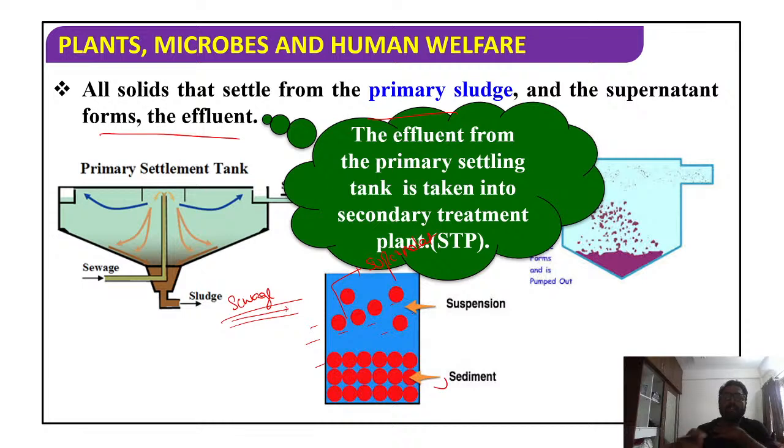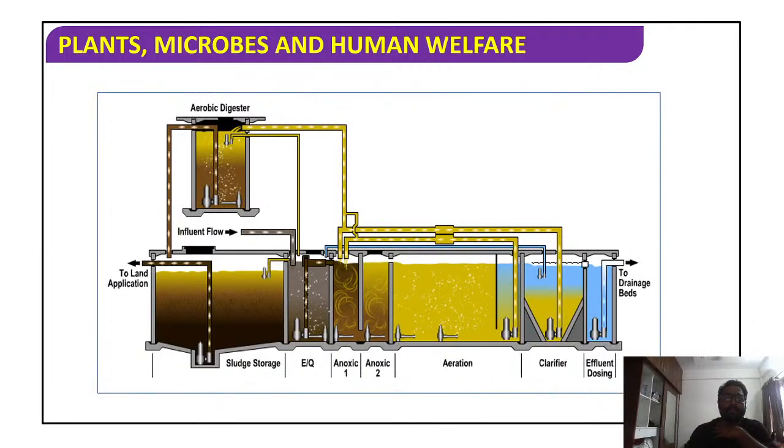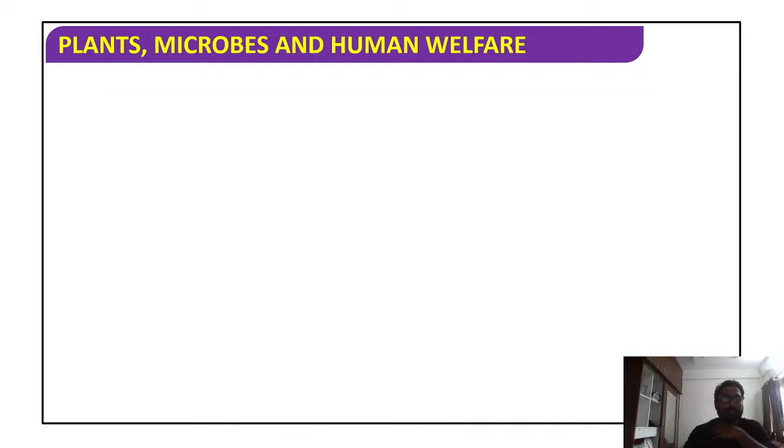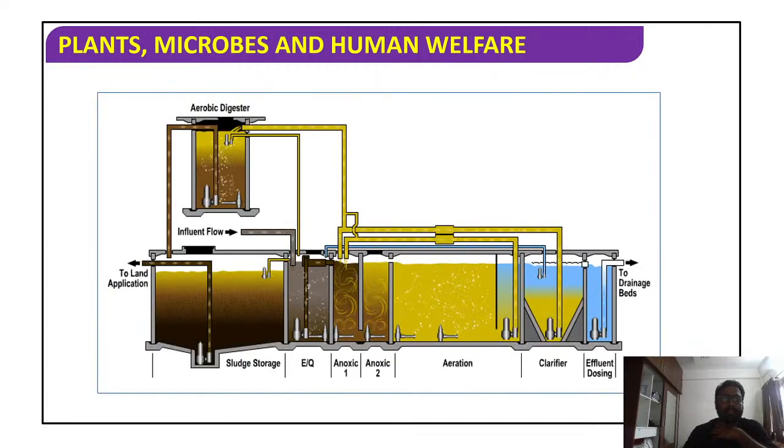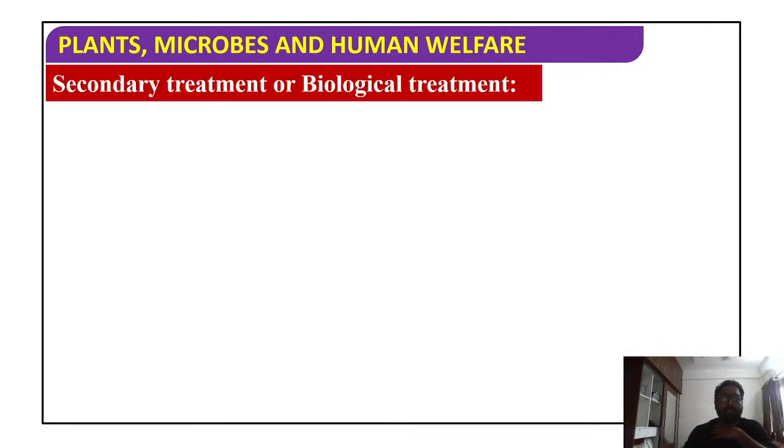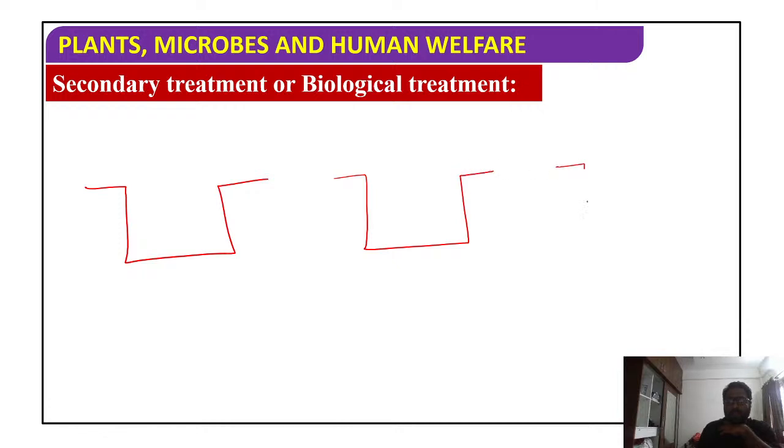You see here, the effluent from the primary settling tank is taken to the secondary treatment plant. So students, this is the beautiful picture which shows all the steps of STP. Now let me talk about, students, a rough diagram which makes you understand how this process works.